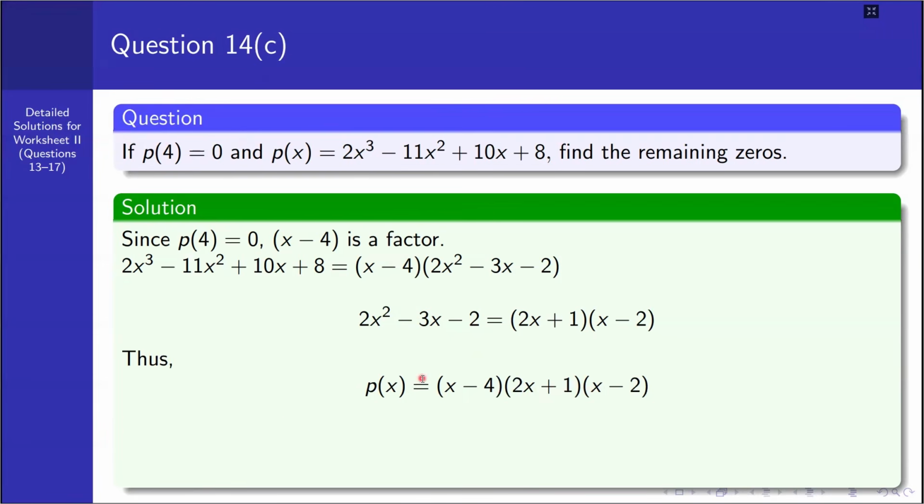Therefore, the remaining roots of the given polynomial function could be negative 1 over 2, the zero of this linear factor 2x plus 1, and 2, which is the zero of the last one, x minus 2. So the remaining roots of this polynomial function could be minus 1 over 2 and 2, and the third could be, as it is given here, simply 4.